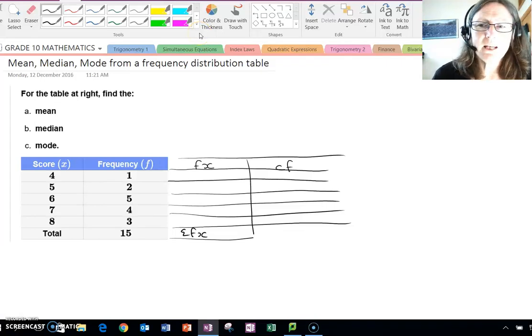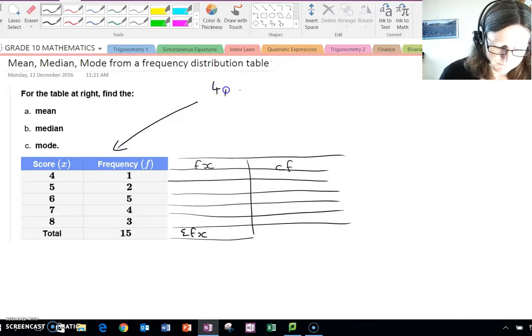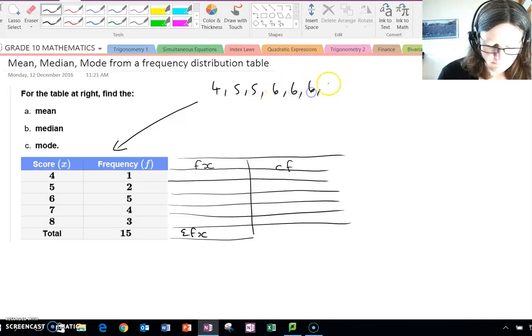Okay, we're going to look at mean, median and mode when scores are in a frequency distribution table. I might go back one step though and go over again how this table came about. I'm just going to list a whole lot of scores. So here's a whole set of scores.